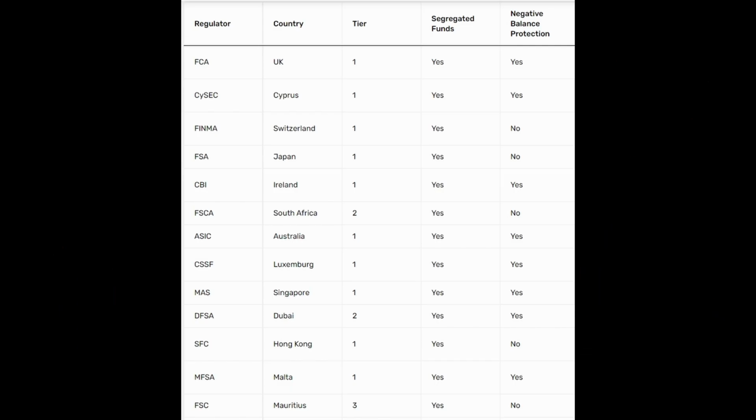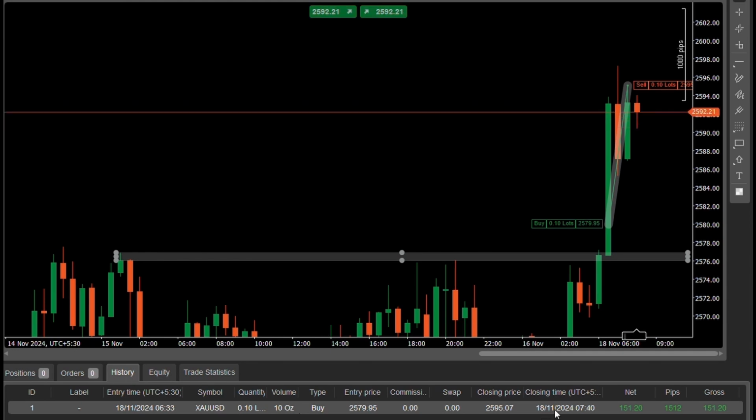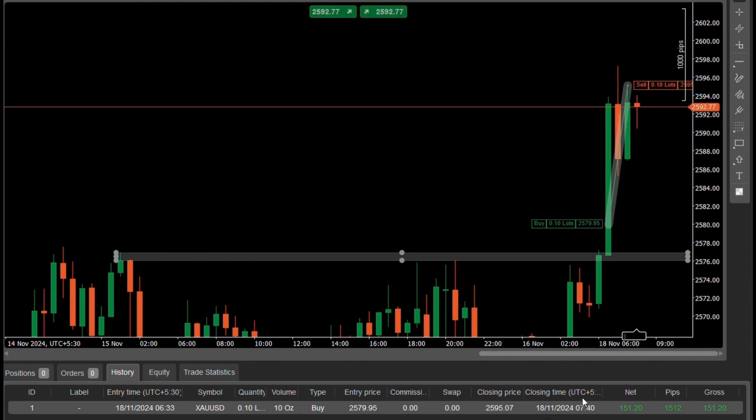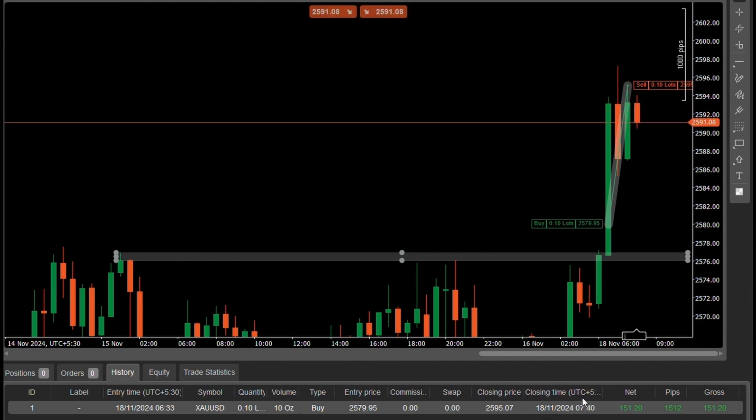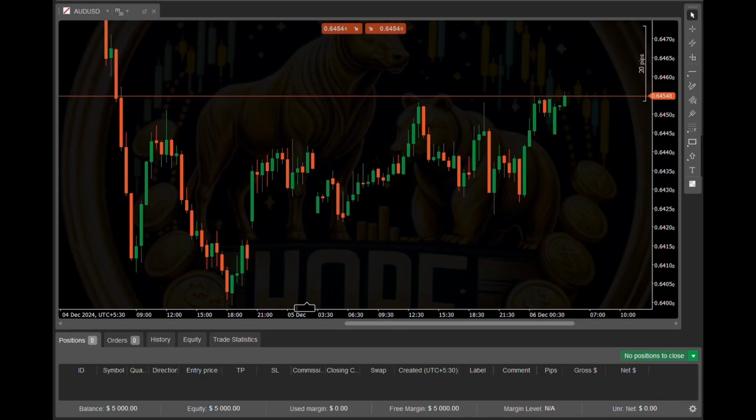Here are some regulators listed based on protection level. The lower the tier, the stronger they are. Meaning if the broker has a tier 1 regulator, it is safer compared to other brokers regulated by tier 2 or tier 3 regulators. This was just a trailer part of selecting a broker. In future, I will make a full detailed video on how to select the best broker in the Forex market. So let's move to the next chapter, setting rules.